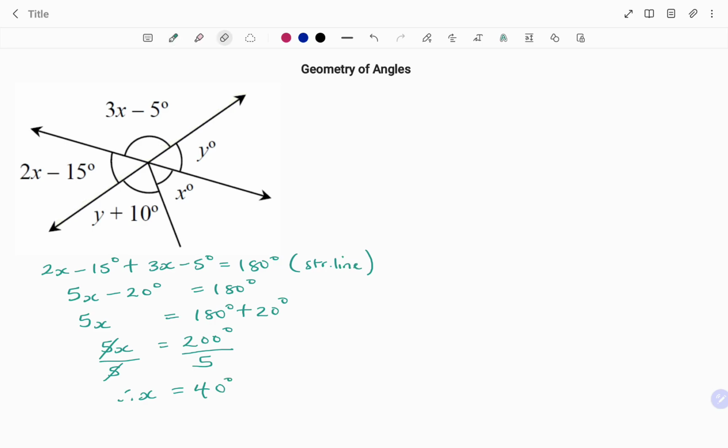Now that I know my value of x to be 40, the second straight line I'm going to consider is the one highlighted below, such that I have 3x minus 5 plus y equals 180 degrees because they are angles on a straight line. So my next statement will be 3x minus 5 plus y equals 180 degrees. The reason being that's a straight line.